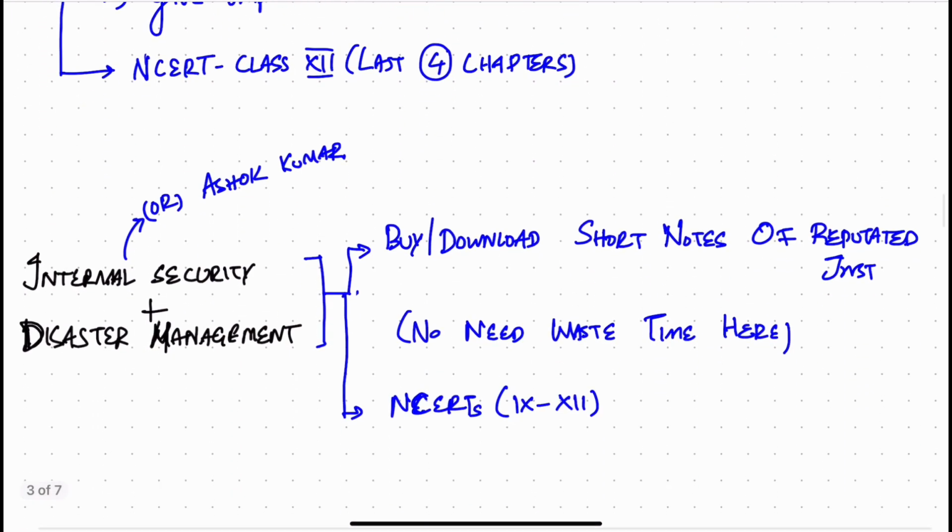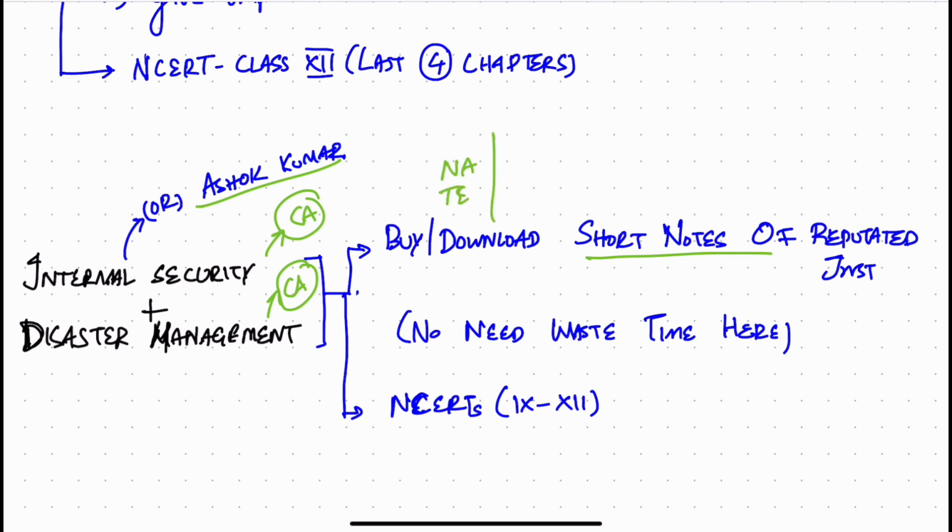Then internal security and disaster management. For internal security, I suggest you buy short notes from a reputed institute. Okay, that's sufficient. But if you have time, or you are interested in internal security, or your optional is like PubAd, those kinds of things, just read Ashok Kumar. That's more than sufficient. Okay, this is also current affairs based only, both of them. But you should have the basic knowledge about POTA, TADA, those things. What is naxalism, what is the difference between terrorism, then how different countries have different ideologies, right? Those things you will study in world history, like the French Revolution, Russian Revolution. You have to link it with internal security and disaster management here.